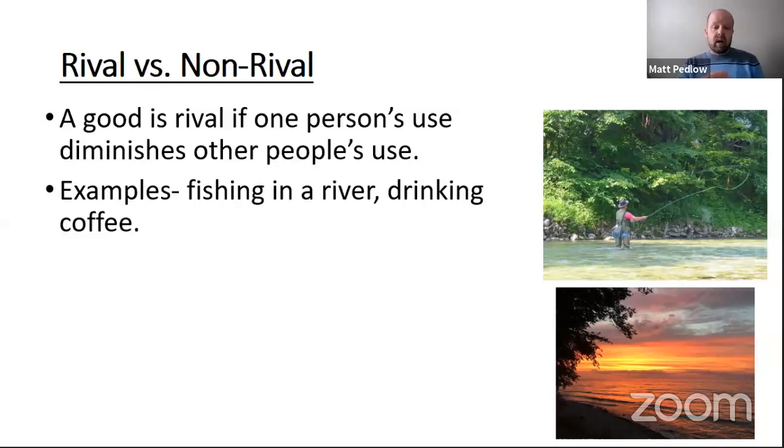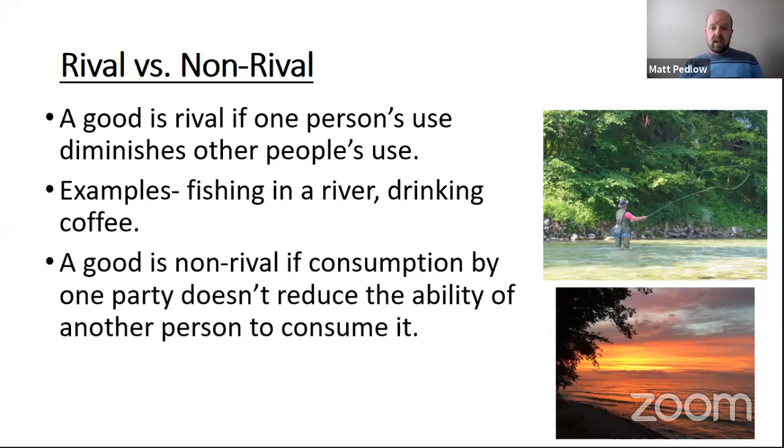it's rival. So the other example, I have a cup of coffee. Every time I have a sip of that coffee, that's less coffee for you. So that's what it means if a good is rival. And the reason I'm giving you these terms today, they're important. Before we can talk about public and private goods, there are specific terms you have to know.